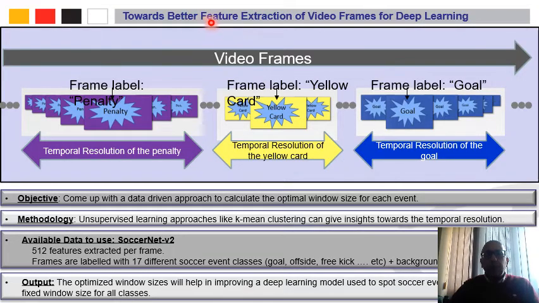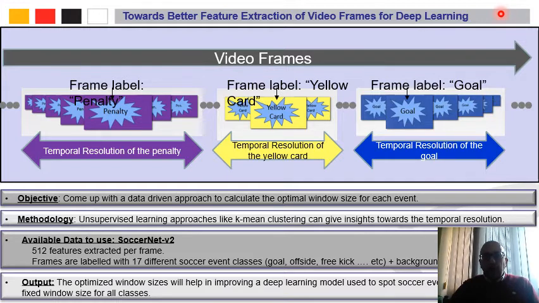But anyways, in this project, we have the first project, which is towards better feature extraction of video frames for deep learning. In this SoccerNet version 2 paper that was in the previous slide, their objective is to analyze different activities within the video. They have listed 17 different soccer events in videos, like a goal, offside, free kick, yellow card, shot on target, shot off target, and other activities. The objective is to use machine learning to automatically identify the time or the actual frame where different events occur.